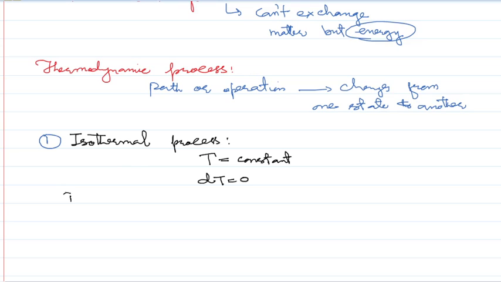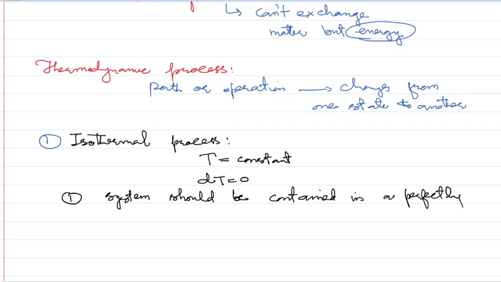So the first point we have to remember about the isothermal process is that for the isothermal process change, the system should be contained in a perfectly conducting container.